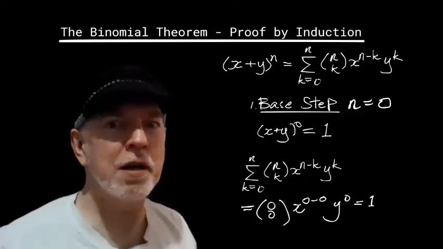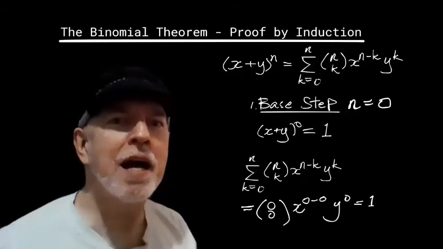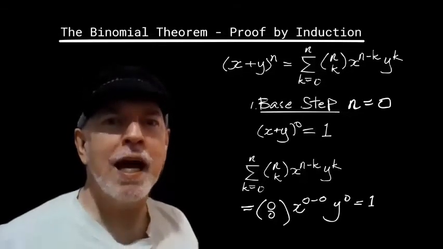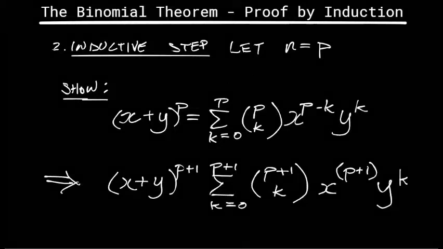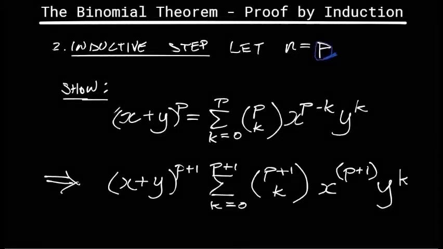And now we move on to the meat of the proof, the inductive step. Here we have our inductive step. For the inductive step, we're going to assume that we have found some integer p for which this theorem holds. So what we're assuming is that x plus y all to the power of p equals all this stuff.